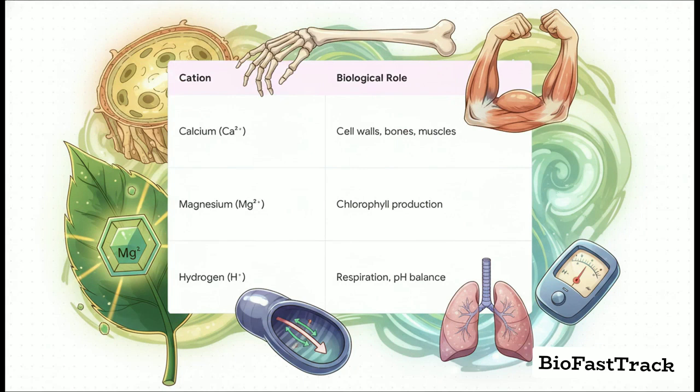All right, to wrap things up, we are entering the high-yield corner. Here is your rapid-fire, highly scannable, 10-second summary of the absolute must-know positive inorganic ions, the cations, for your exams. Calcium, totally vital for forming calcium pectate in plant cell walls and powering muscle contraction in animals. Magnesium, that's the essential core you need for chlorophyll production. And hydrogen ions, they're the absolute boss when it comes to respiration, active transport, and keeping your pH balanced.